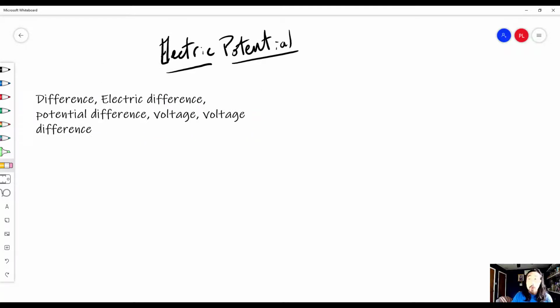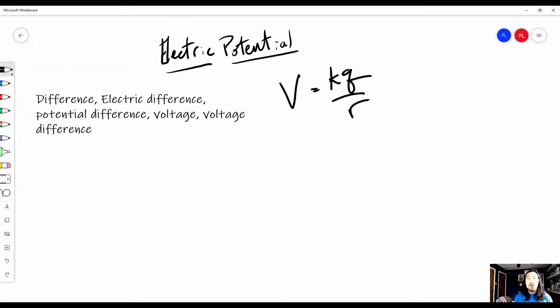The equation for electric potential is capital V, for voltage, is equal to kQ over r. Now, sometimes you might just hear me say potential instead of voltage, but just so you know, they are synonyms and they are one and the same.